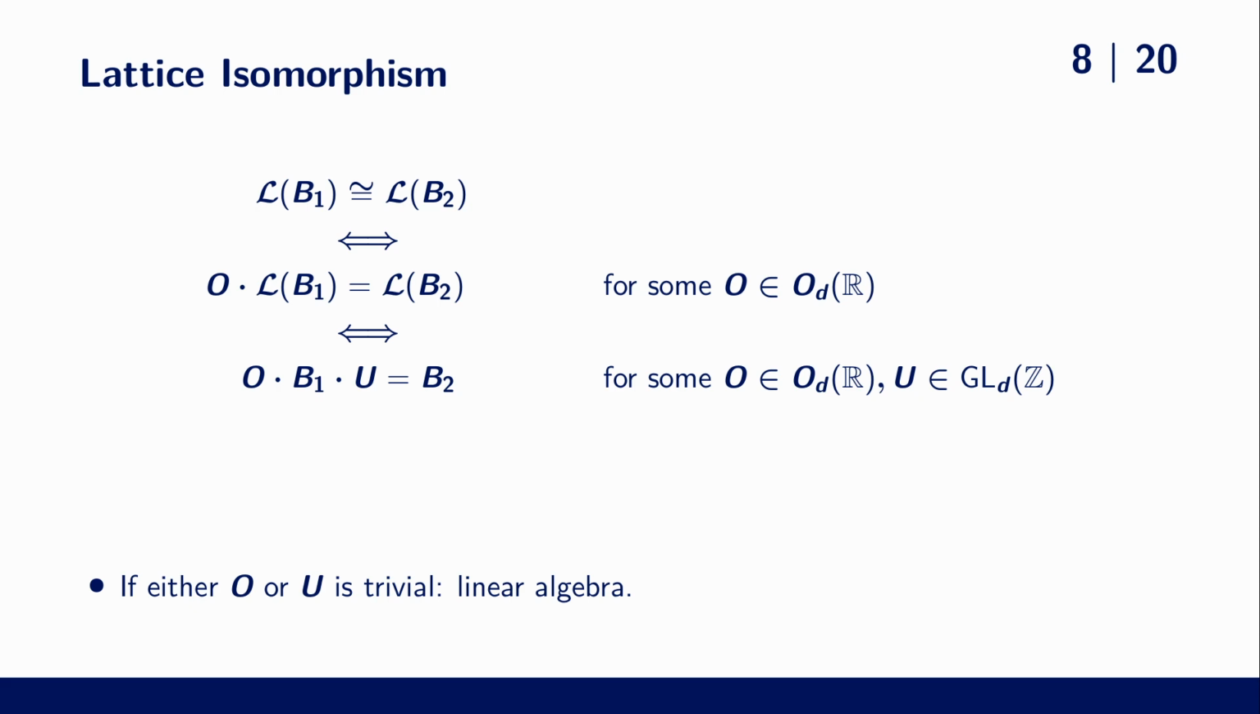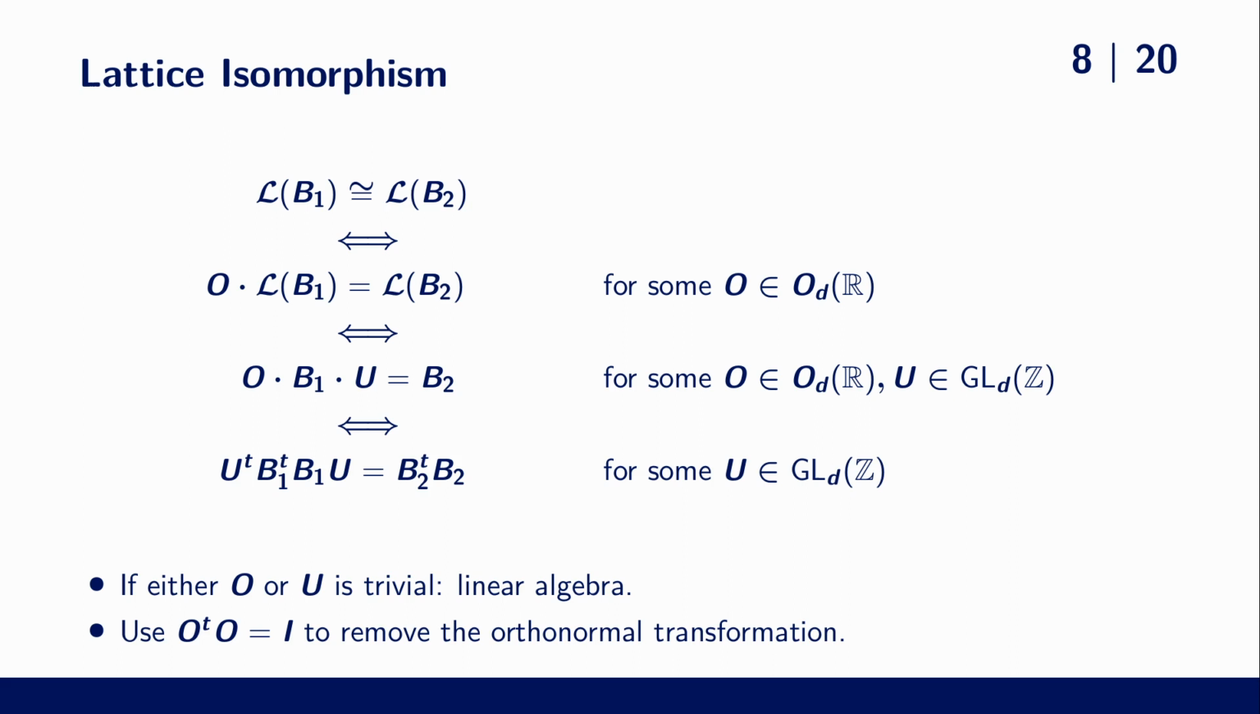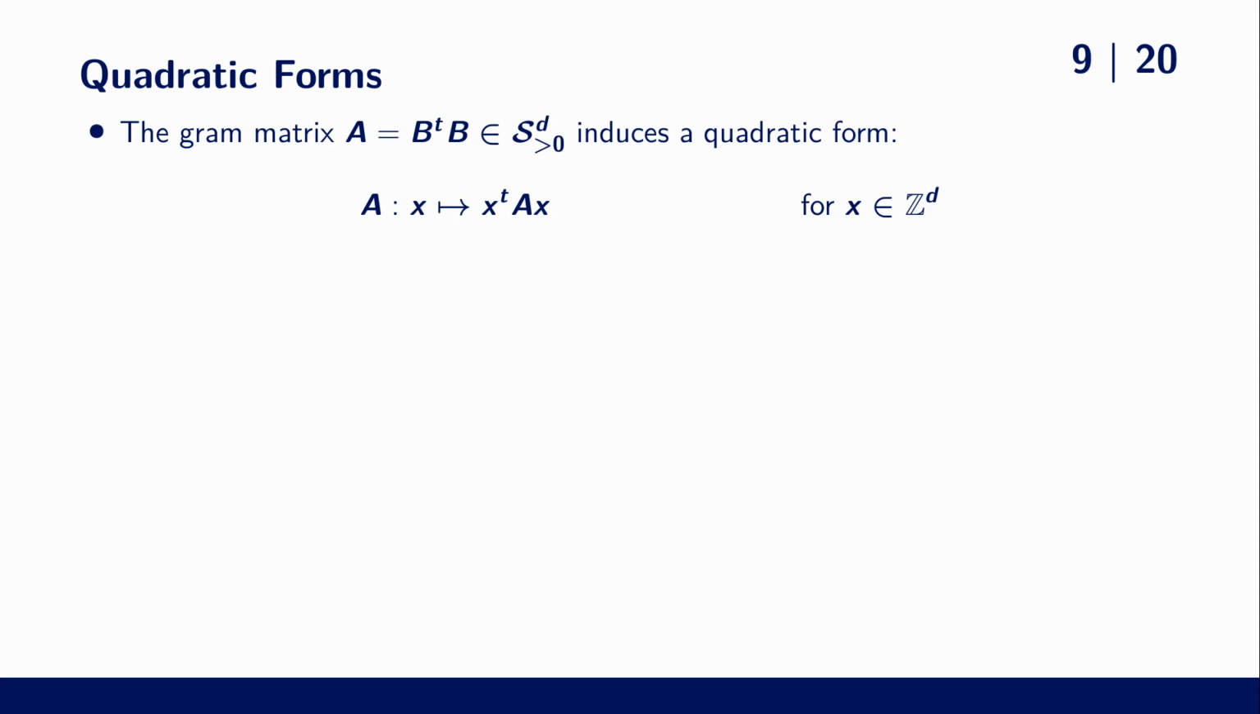To simplify things a bit, we can look at the Gram matrix. This removes the orthonormal transformation at the cost of an extra U transpose. And this brings us to quadratic forms. A Gram matrix A, which is equal to B transpose B, induces a quadratic form given by x maps to x transpose A x. And the nice thing about such a quadratic form is that it retains all geometric information about the lattice. We can still take all inner products.